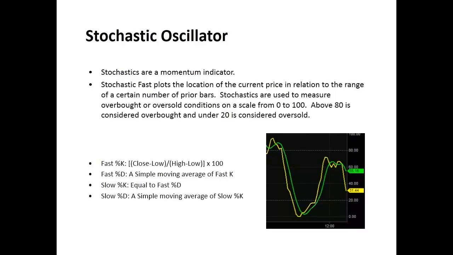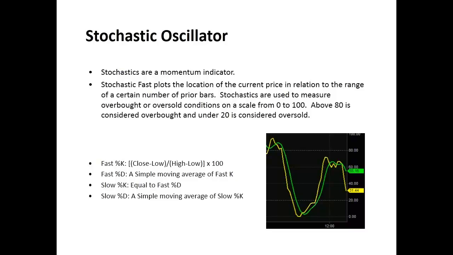And allow me to introduce you to the stochastic oscillator. The stochastic is a momentum indicator. The stochastic fast plots the location of the current price in relation to the range of a certain number of prior bars. Stochastics are used to measure overbought, oversold conditions on a scale of 0 to 100. Above the 80 band is considered overbought, and under the 20 band is considered oversold. Now, that is the conventional definition of stochastics.